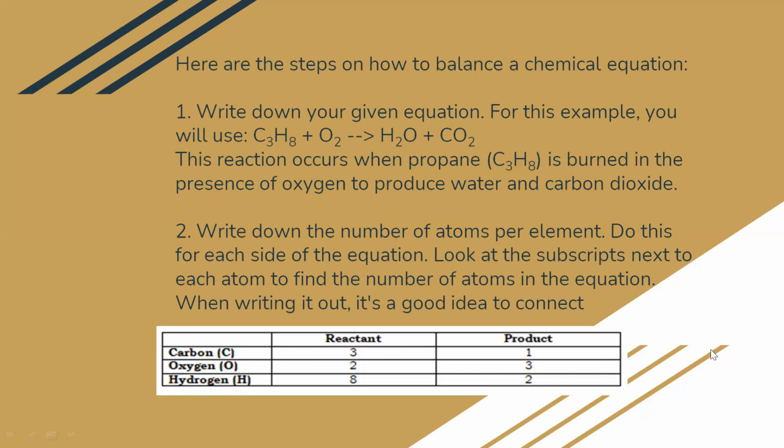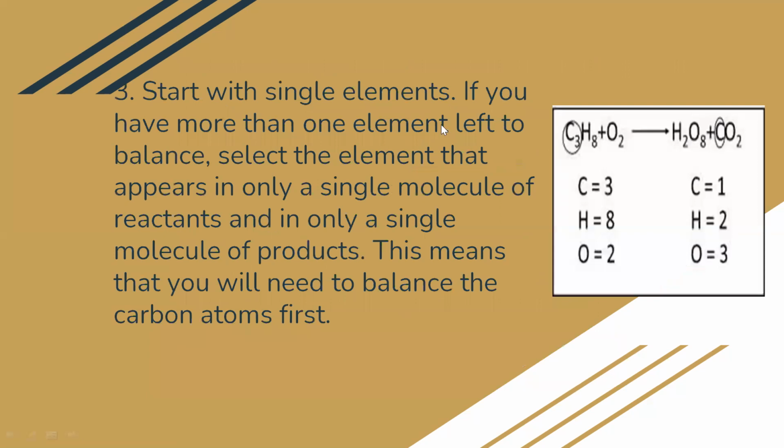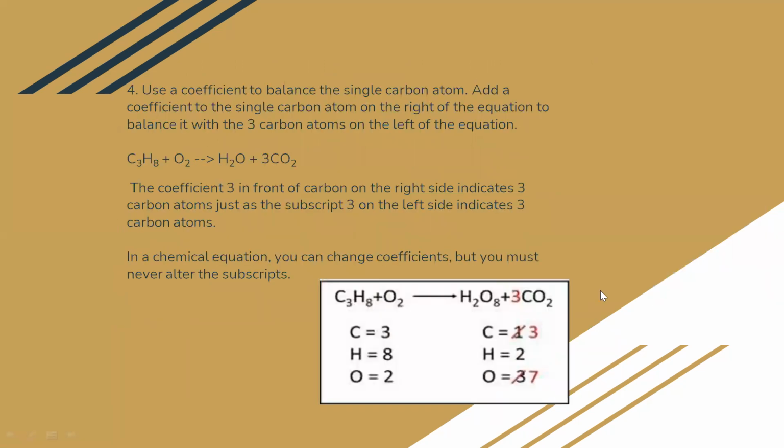For our next step, start with a single element. If you have more than one element left to balance, select the element that appears in only a single molecule of reactants and only a single molecule of products. This means that you will need to balance the carbon atoms first. We have carbon 3 and carbon 1. For step 4, use a coefficient to balance a single carbon atom. Add a coefficient to the single carbon atom on the right of the equation to balance it with the three carbon atoms on the left of the equation.